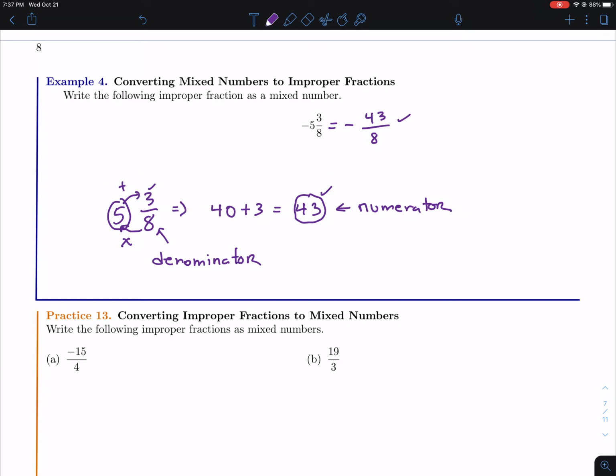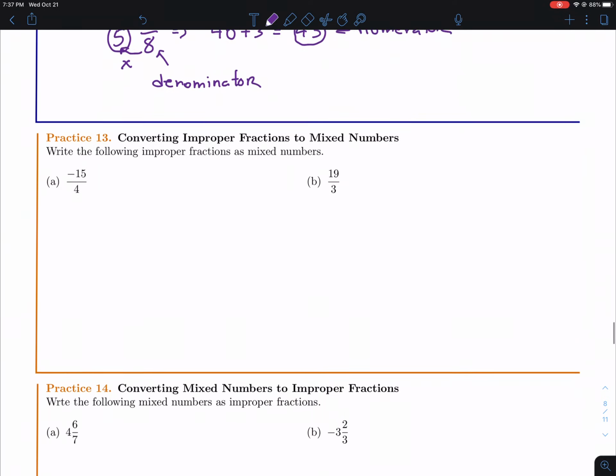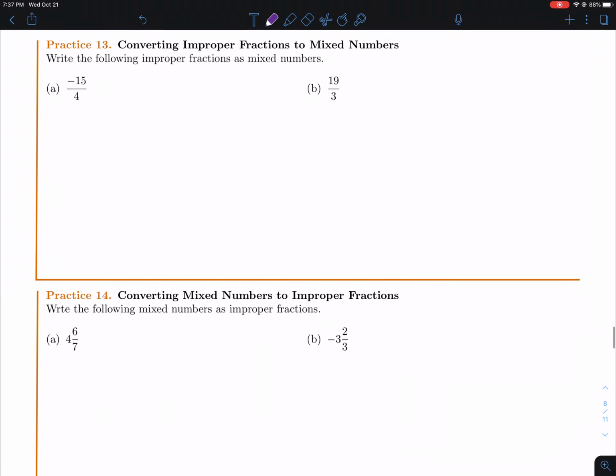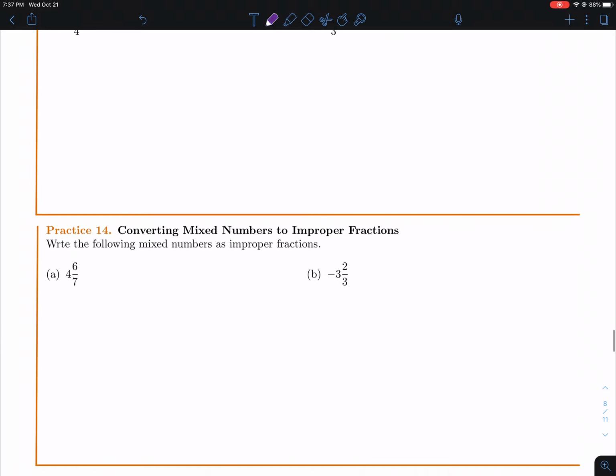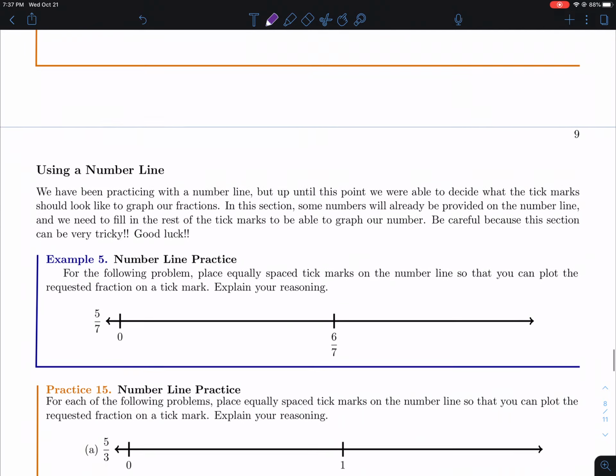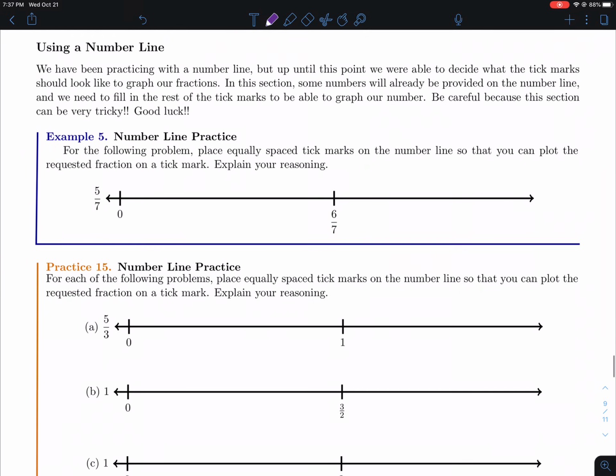All right, so pause the video at this point. Again, I've got a couple for you guys to practice. So 13 and 14 has you going through a couple of these, trying them out. Some are positive, some are negative. So again, don't let that negative throw you. Just kind of use it, throw it off to the side until the end. And then when you're done, come on back and we'll talk about some number line stuff.